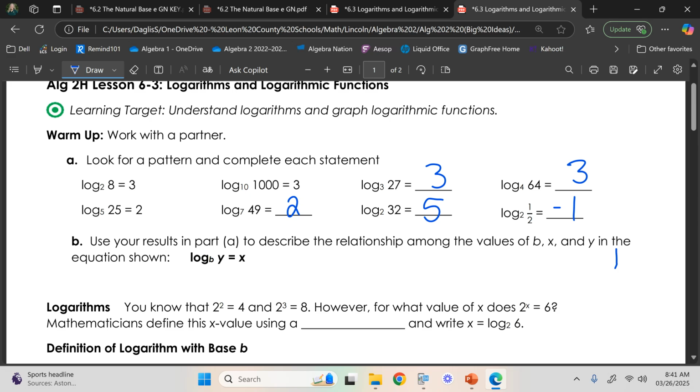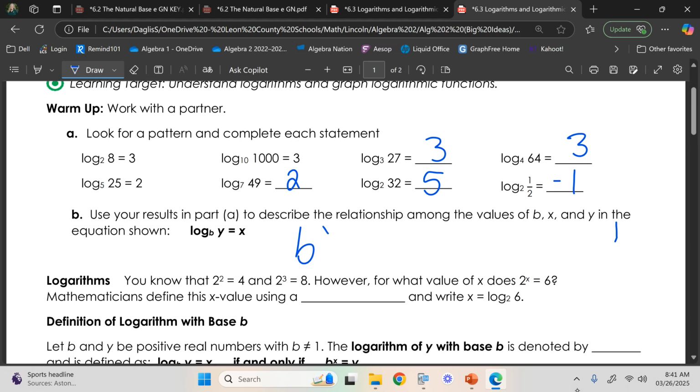Okay, so how did we do that? What is the relationship that we're seeing? If it's log base b of y equals x, how do b, x, and y relate to each other? She said b to the x equals y. So do we agree that 2 to the 5th is 32, 7 squared is 49, 4 cubed is 64, and 2 to the -1 power equals 1/2? So that's the relationship between these.